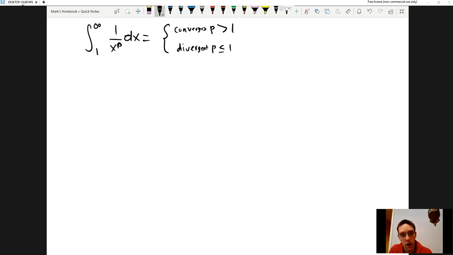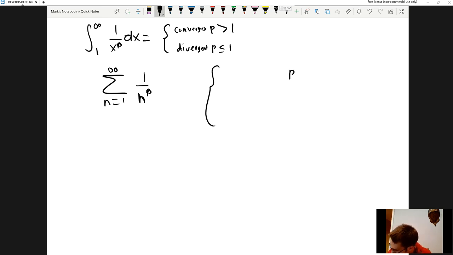All right, and this integral is going to be very useful because it can tell us a whole lot about a whole bunch of series if we use the integral test. So let's consider the series 1 over n to the p from n equals 1 to infinity. Now, let's think about a few cases.